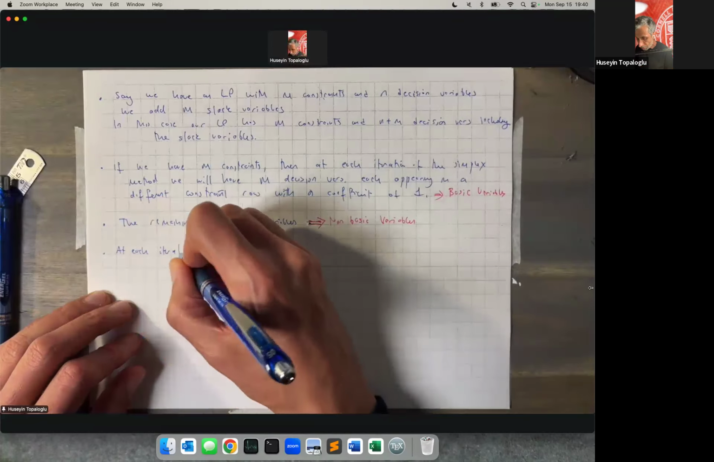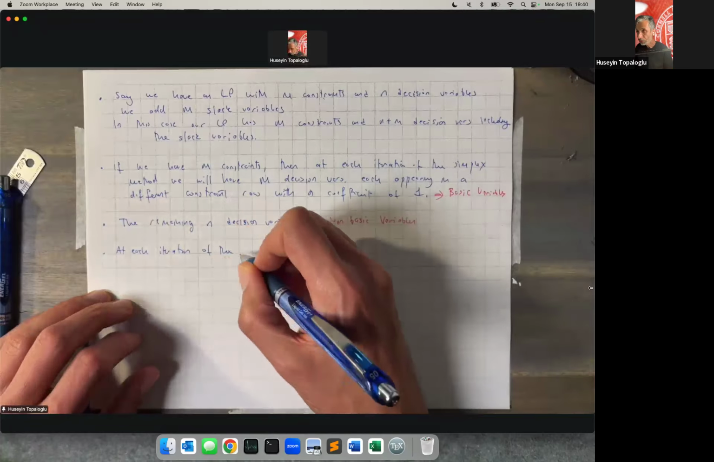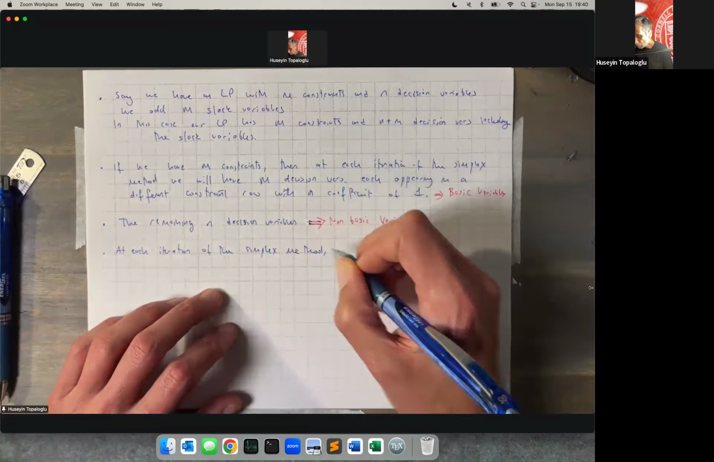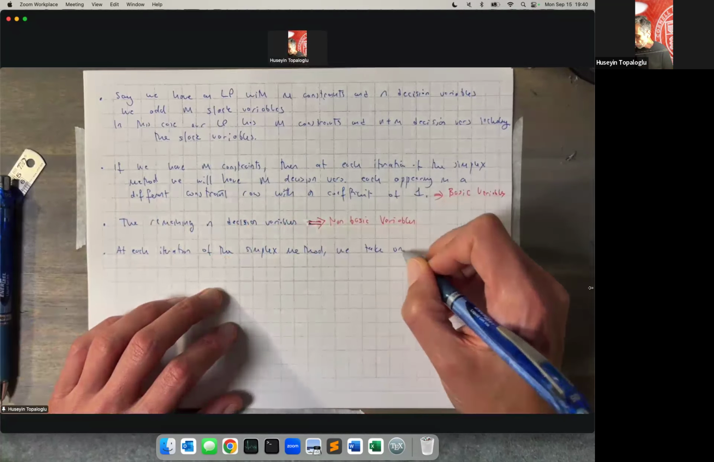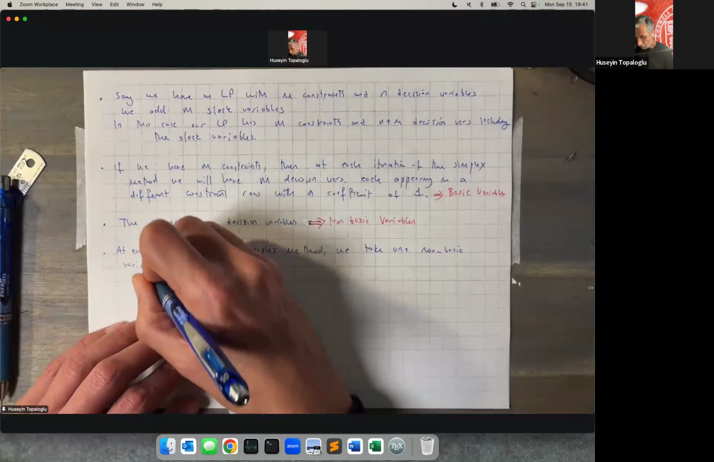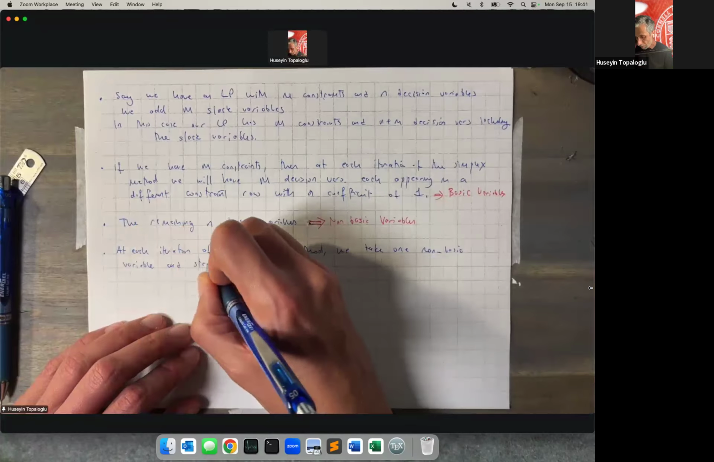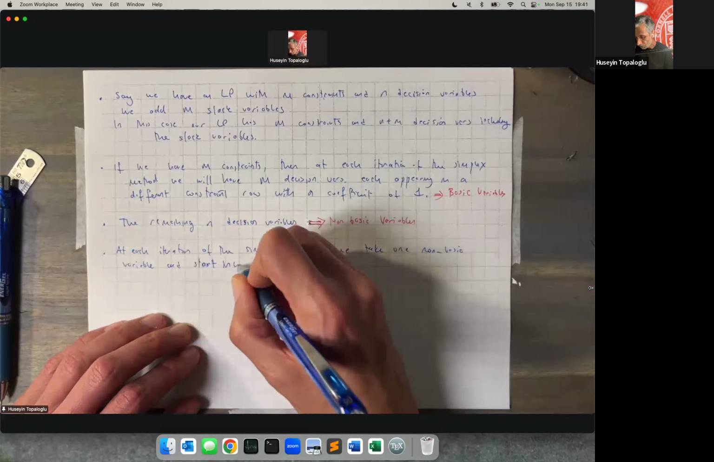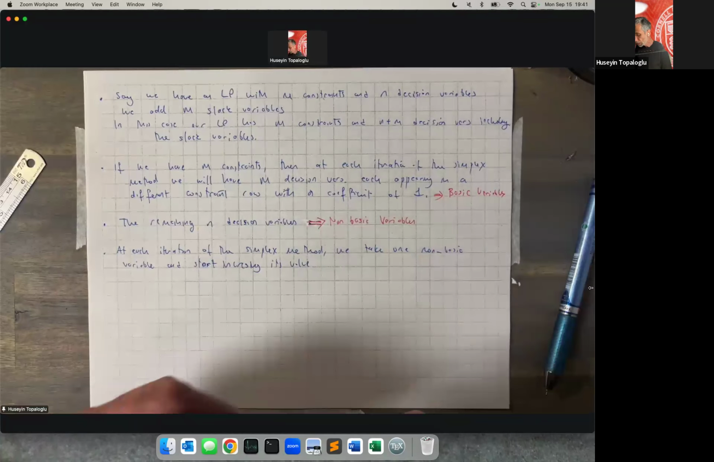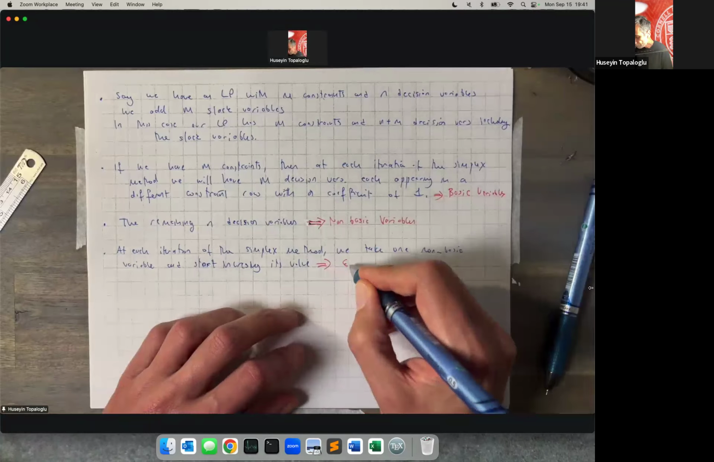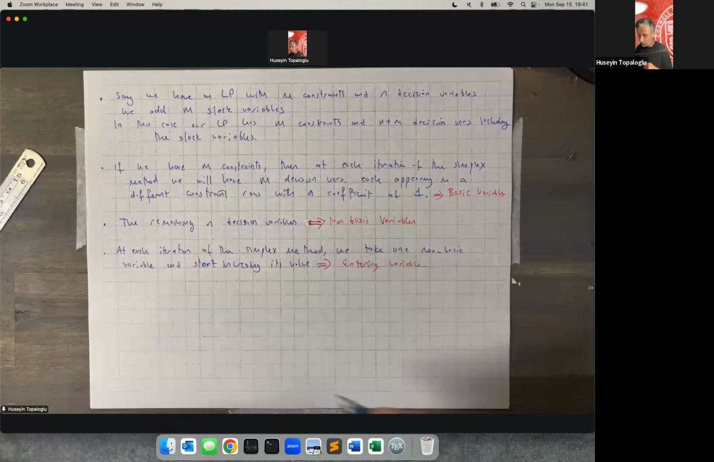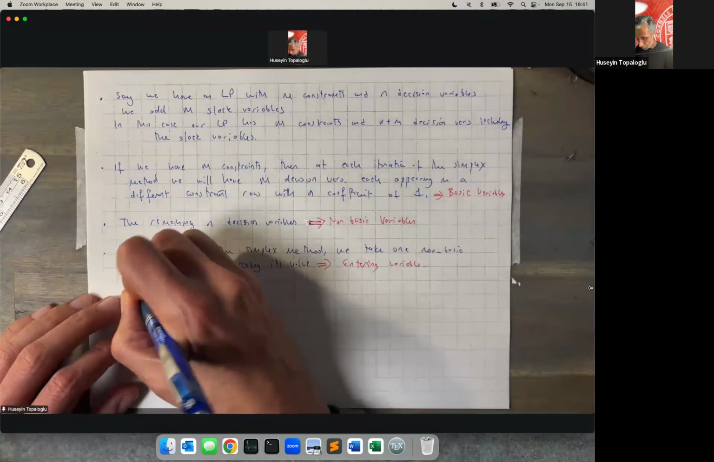At each iteration of the simplex method, we take one non-basic variable and start increasing its value. That variable is called the entering variable. This variable becomes basic at the next iteration.